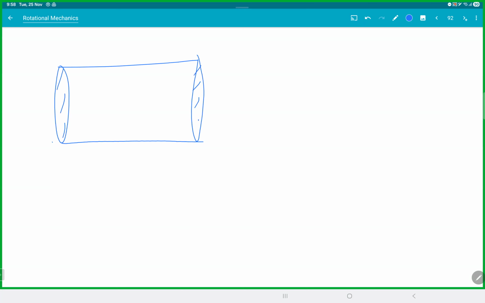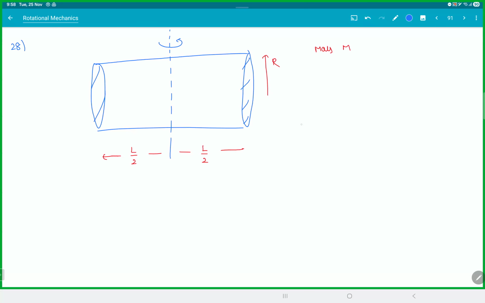And listen to the derivation, because tomorrow you won't be so lucky. They will say the density is changing. They'll say rho is equal to rho naught x square or something like this. Then you should know how to integrate this. Sure, I'll give you another minute. Solve.